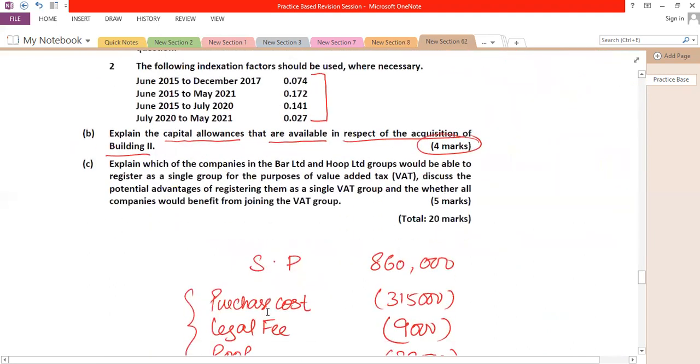Now the last part is related with VAT. Explain which of the companies in the Bar Limited and Hoop Limited groups would be able to register as a single group for the purpose of VAT. Discuss the advantages of registering them as a single group and whether all companies would benefit from joining. So it's a simple question. You have to deal with the benefits of making the VAT group. Okay.